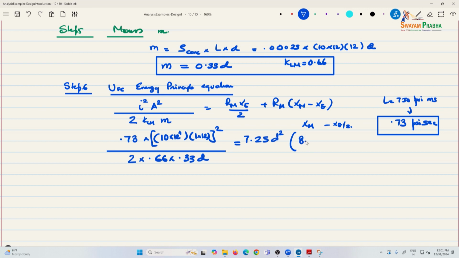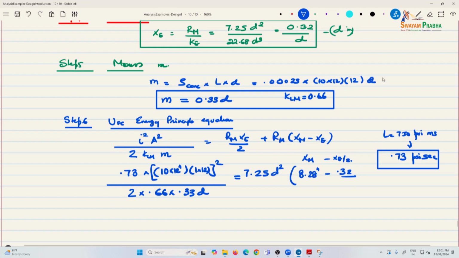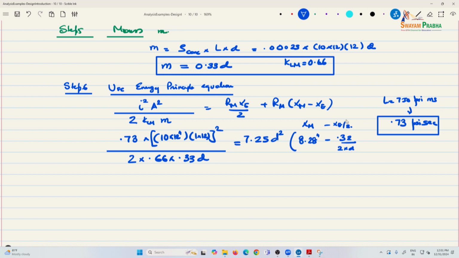So, this one comes to 8.28 inches minus 0.32 by 2d, right? Yeah, 0.32 by d, Xe by 2. So, Xm, this is Xe by 2, but Xe itself is a function of d, so this is 0.32 by 2d. So, from here you can calculate, solve for d, and d comes to 34 inches. So, h is 34 plus another 2.5 inches, 36.5, or let us say this is fairly large.